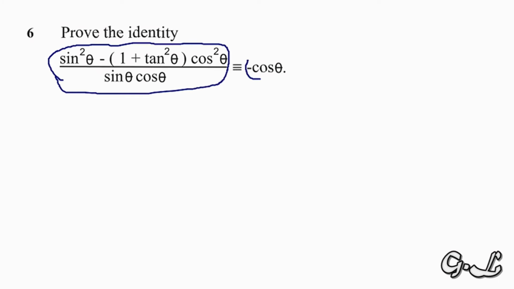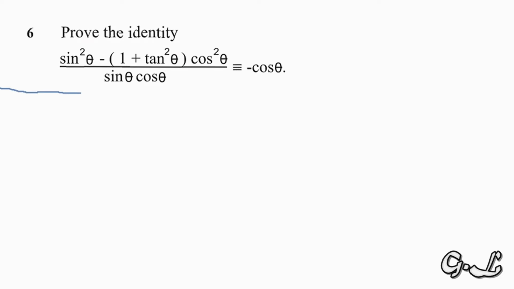What you should keep in mind is that when you simplify what is on the left, it should be equivalent to negative cos theta. So now let's try to simplify what is on the left so that it gives us negative cos theta.